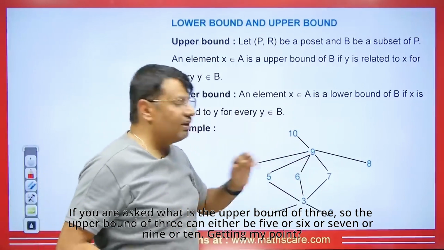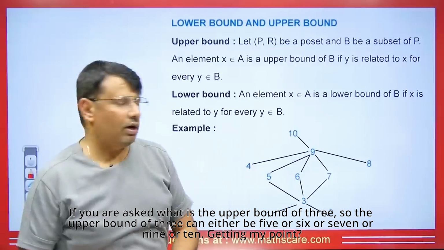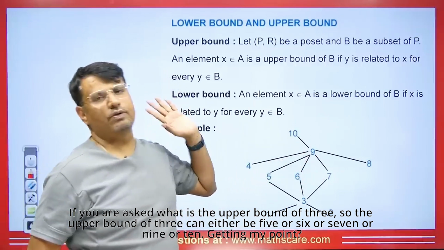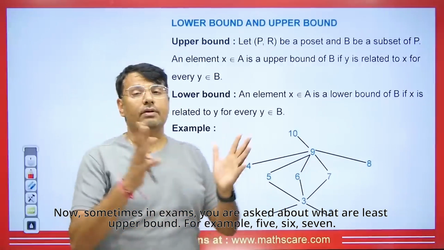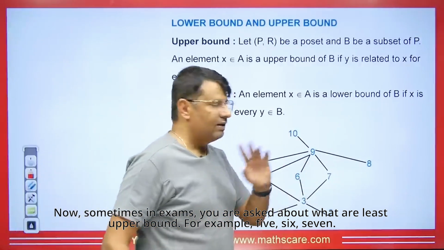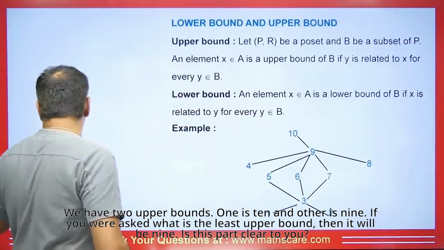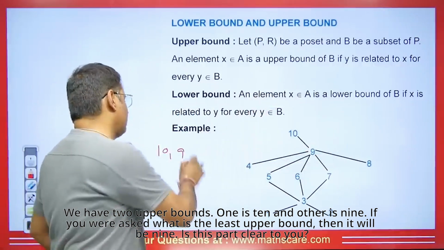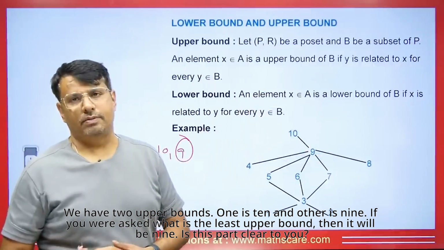Getting my point? So here 9 and 10 will be our upper bounds. If you are asked what is the upper bound of 3, it can be 5 or 6 or 7 or 9 or 10. Now sometimes in exams, you are asked about the least upper bound, for example, of 5, 6, 7. We have two upper bounds, one is 10 and the other is 9. If you were asked what is the least upper bound, then it will be 9. Is this part clear to you?